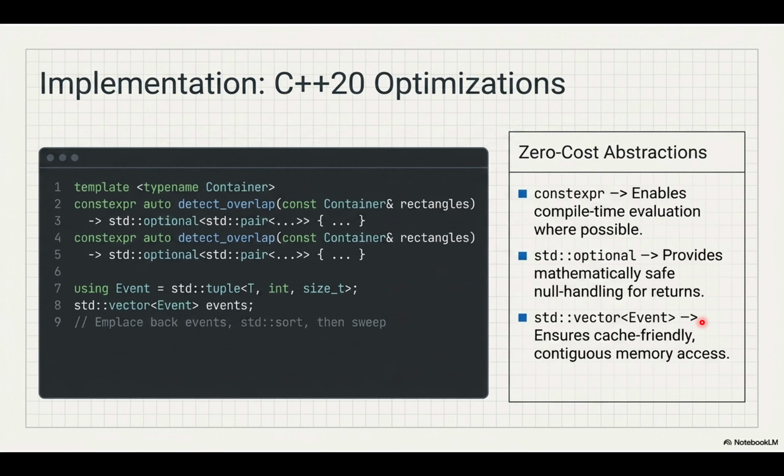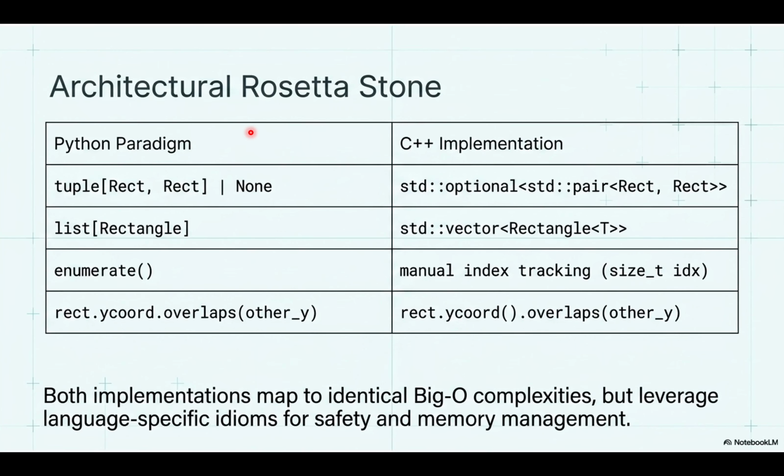That is incredibly elegant, but having a brilliant algorithm on a whiteboard is one thing. Actually writing it for a machine is another. And that brings us to the architectural Rosetta Stone slide from the presentation. Yes. The sources provide this fascinating side-by-side comparison of the exact same logic written in two very different programming languages, Python and C++20. And the visual difference is striking. Python uses standard lists and tuples. The code says something like tuple rect rect or none. It reads almost like plain English.